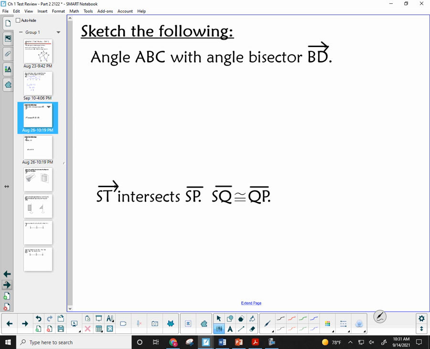All right, then the next 4 are just making sketches. So we have an angle ABC. B must be our vertex. A and C, 1 point on one ray, 1 point on the other. This is angle bisector ray BD. Because it's a ray, I need an arrow at the end. D needs to be on there somewhere on that ray. Then, because it's an angle bisector, my two angles are congruent.